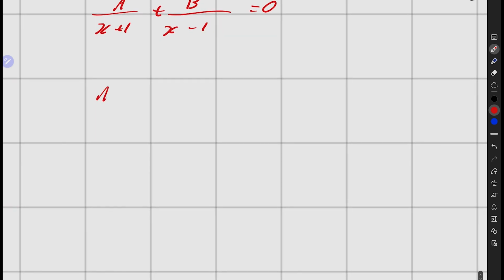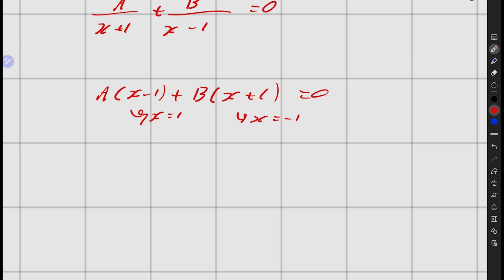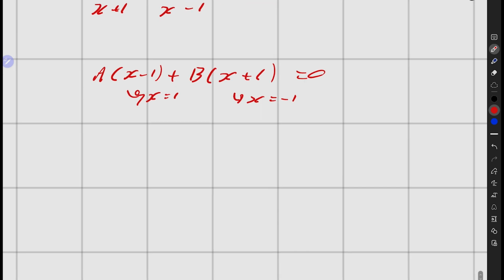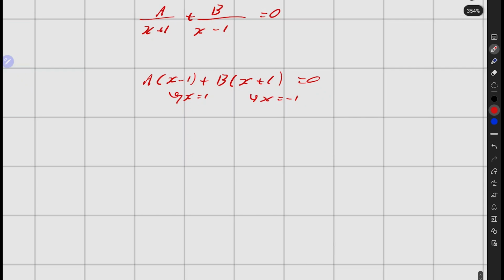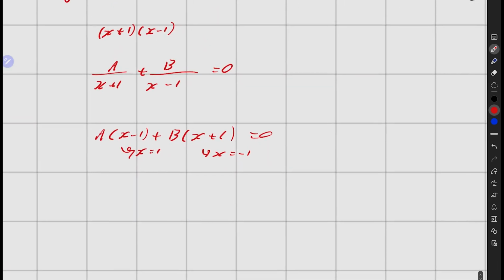Again, we're going to cross multiply: a multiplied by x minus 1 plus b multiplied by x plus 1 equals 0. Use our null factor law: x is going to be equal to 1, or x is going to be equal to minus 1. And that's going to satisfy the equation. Next up, again, we have two different x values.